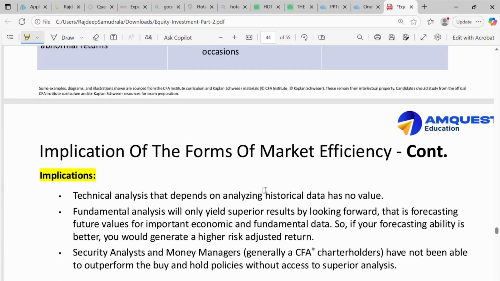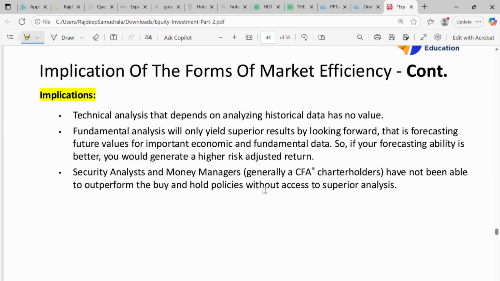So apart from tests, it's important to understand whether these markets do exist, and therefore the implication of these markets on your overall analysis is very important. For example, when we say technical analysis, we're basically using historical data, but it's useless in a weak form or semi-strong market. When you do fundamental analysis, we say we'll get good results by looking forward, and we can do that in the weak market, but not in the semi-strong. Security analysts and money managers, so CFA charter holders, they have superior analysts, they have amazing research. Even they are not able to outperform the market because even they know that the markets are in a semi-strong or strong mode, and therefore you can't outperform the market even by having better analysis because you're missing out on the private information.